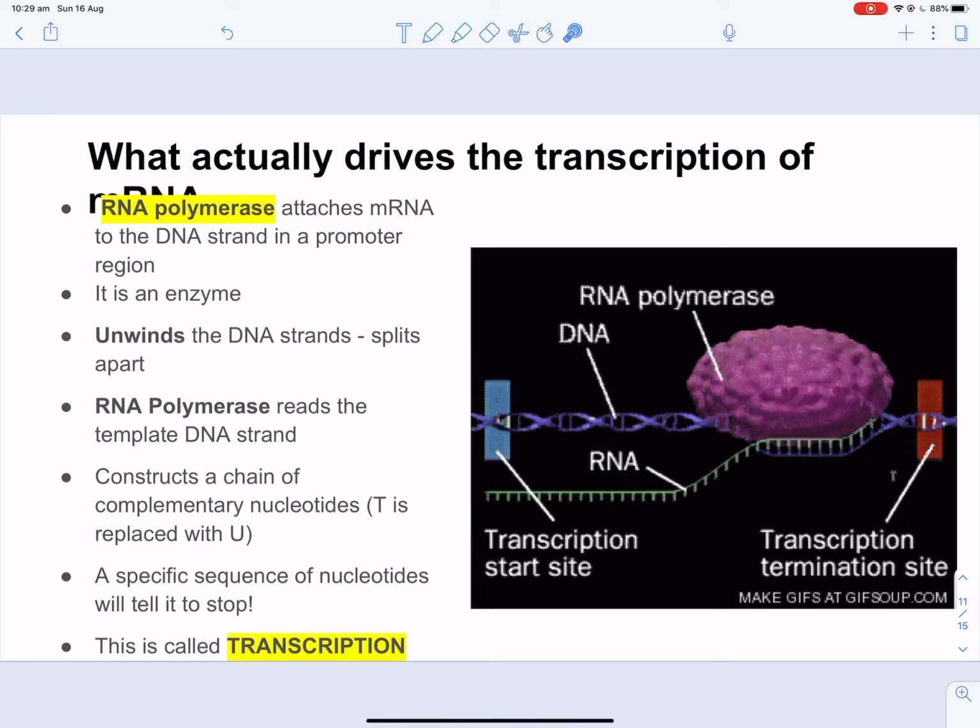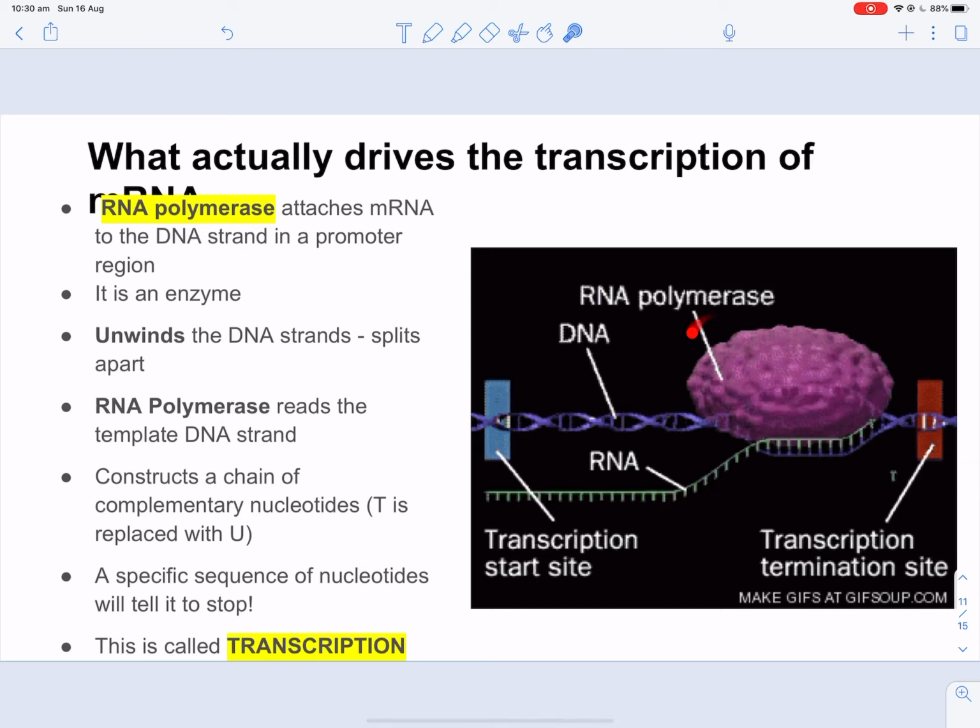So what actually drives the transcription of mRNA? So we can obviously do it in a question. We could see that we could write in the complementary bases if we really wanted to. We can work out what that code is. But how does your body actually do that? So there's this little machine in there, and it's called RNA polymerase. So what it does is it attaches the mRNA to the DNA strand.